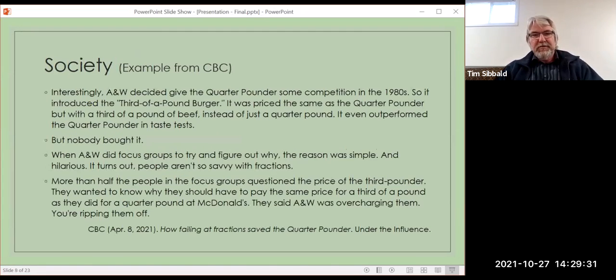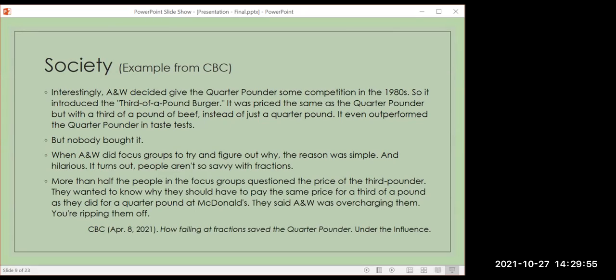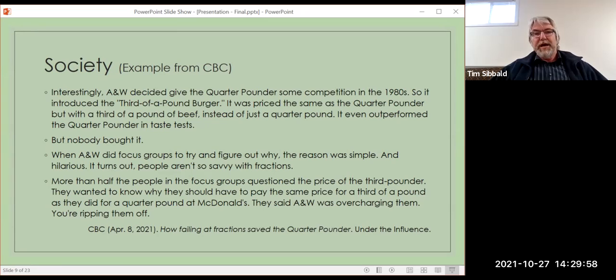As far as society goes, I want to just recount one little story, and this comes from CBC. And this just happened across my radar a little while ago, but there's no end to these sorts of stories. So A&W made a 1/3 of a pound burger to compete with the 1/4 pounder that McDonald's has. And what they found was that it performed better in taste tests.